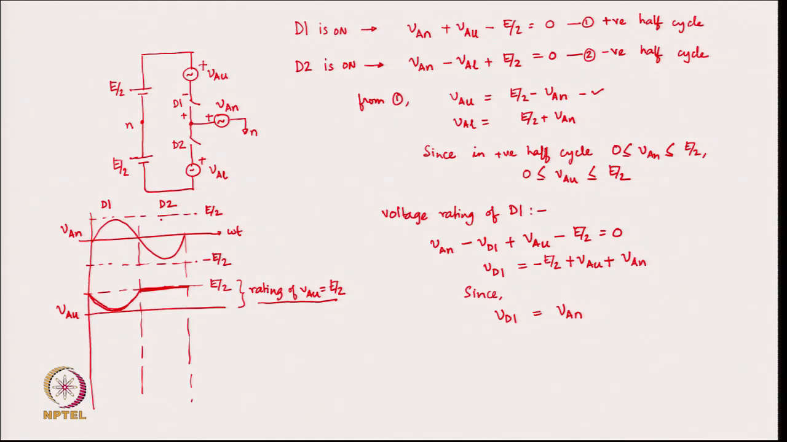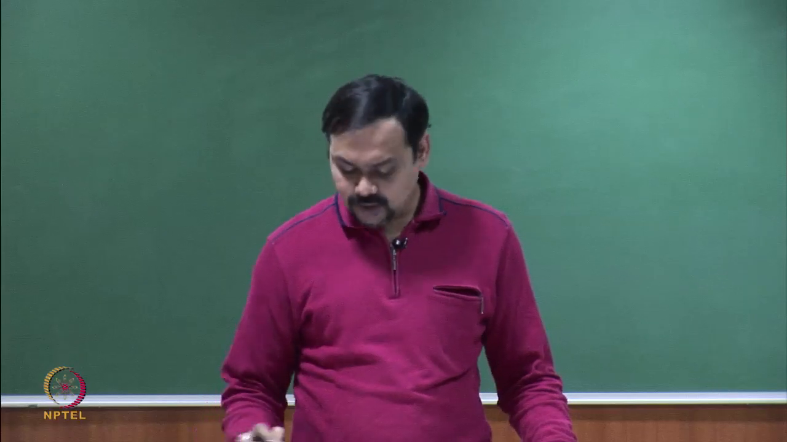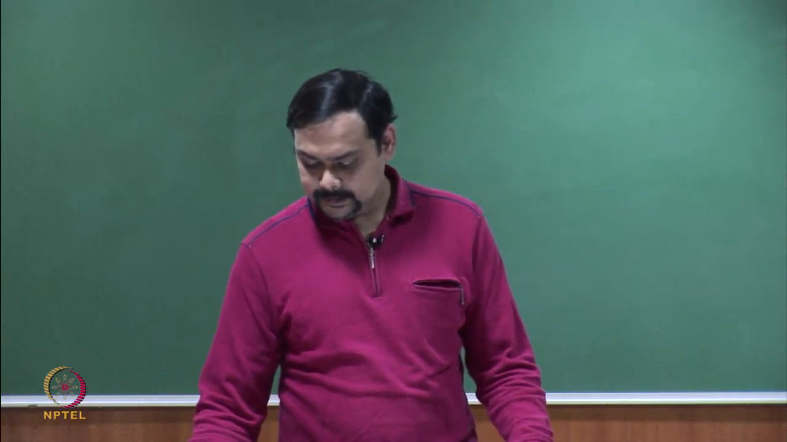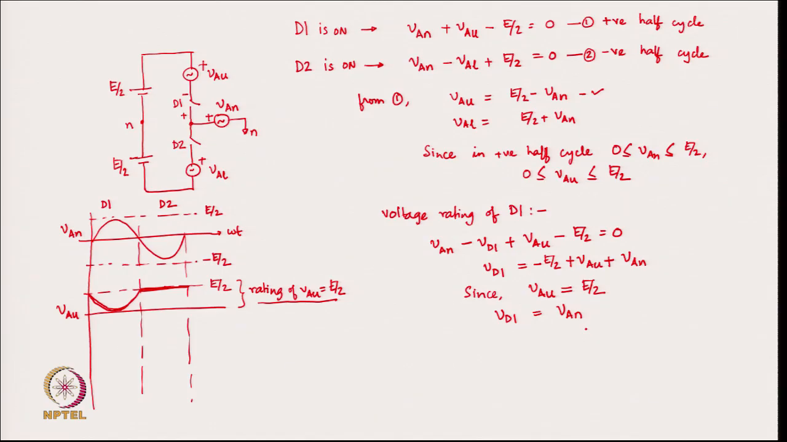negative half, that is during this time, the VAU voltage is clamped to E by 2. So, we can say since VAU is equal to E by 2, okay, therefore, the voltage across this one is equal to VAN. Okay. So, this means that the voltage rating of the director switch is equal to the peak AC voltage. Okay. So, therefore, voltage across D1.